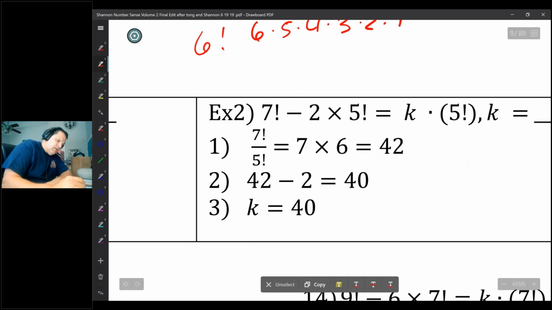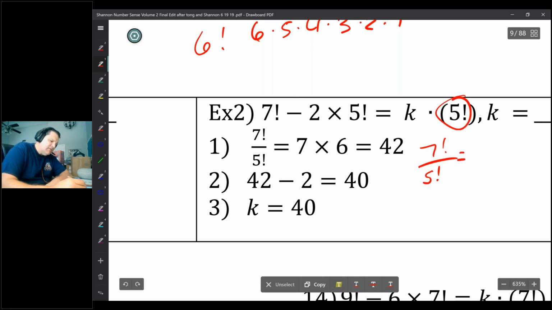Again, we want to divide it by 5 factorial, right? So we're going to do 7 factorial divided by 5 factorial. The way I like to think of this is 7 times 6 times 5 factorial, so that I can cancel the 5 factorial. So I'm left with 42.